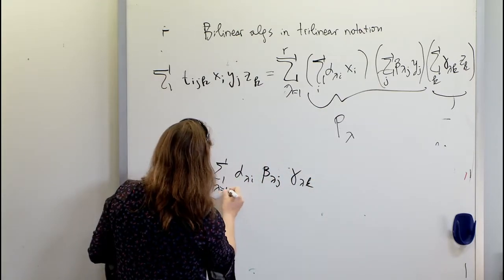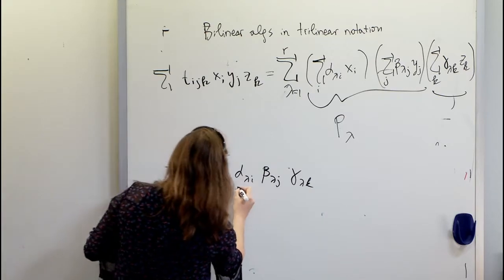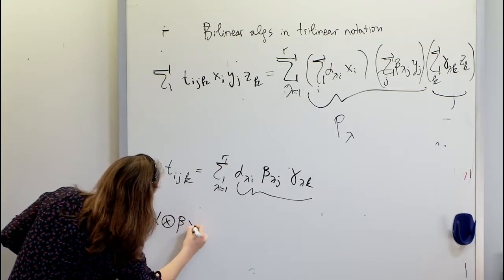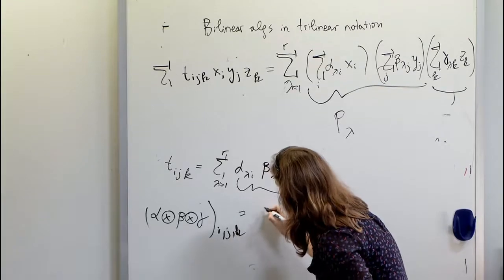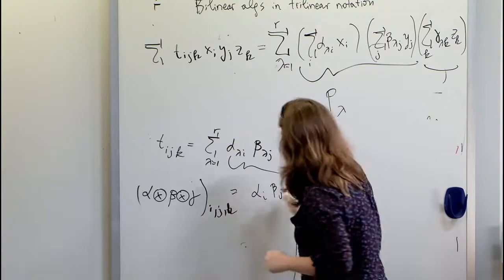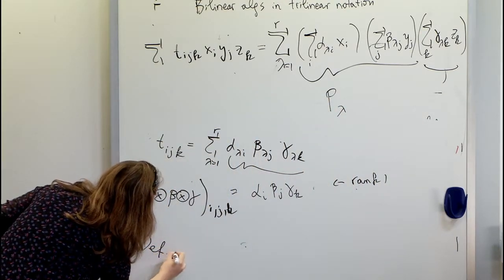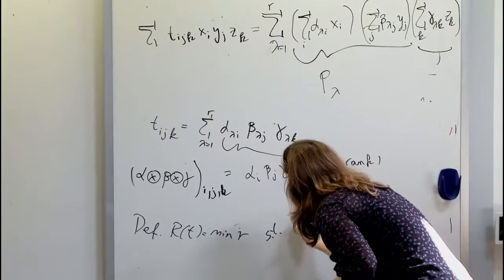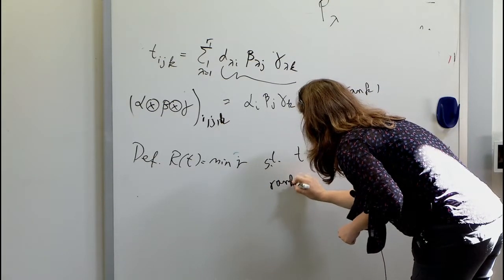And this is actually the sum of R rank 1 tensors. I'm going to call this a triad. It's a rank 1 tensor where the ijk coordinate is exactly alpha_i beta_j gamma_k. And this is rank 1. And then, by definition, the rank of a tensor is the minimum R such that T is a sum of R rank 1 tensors.